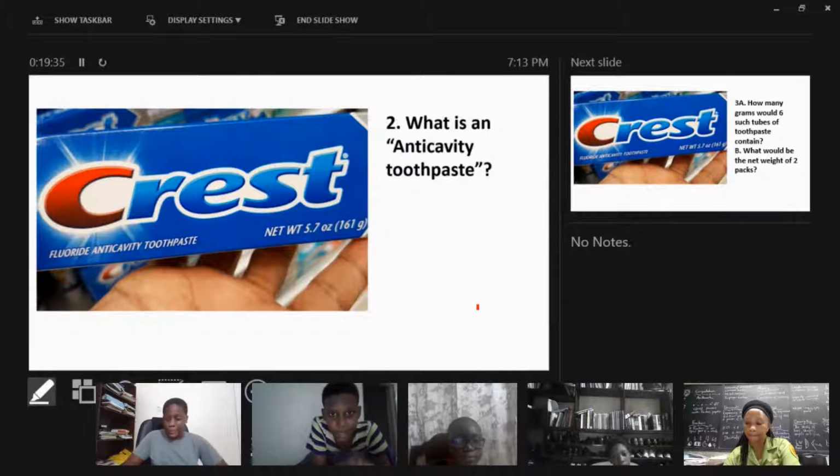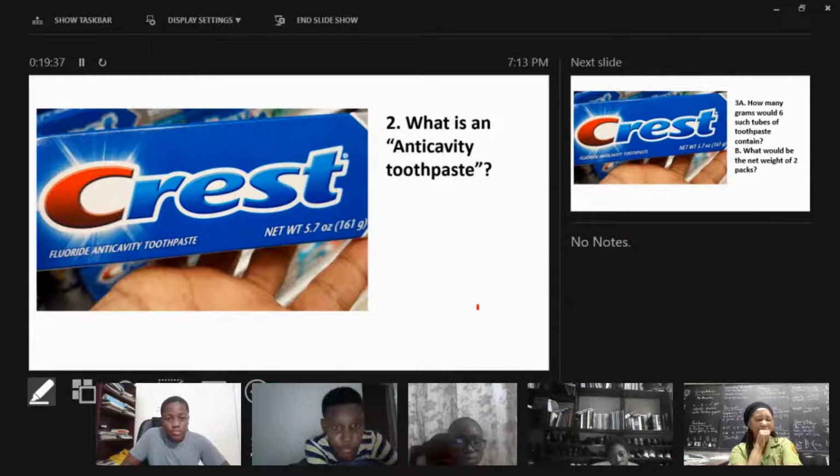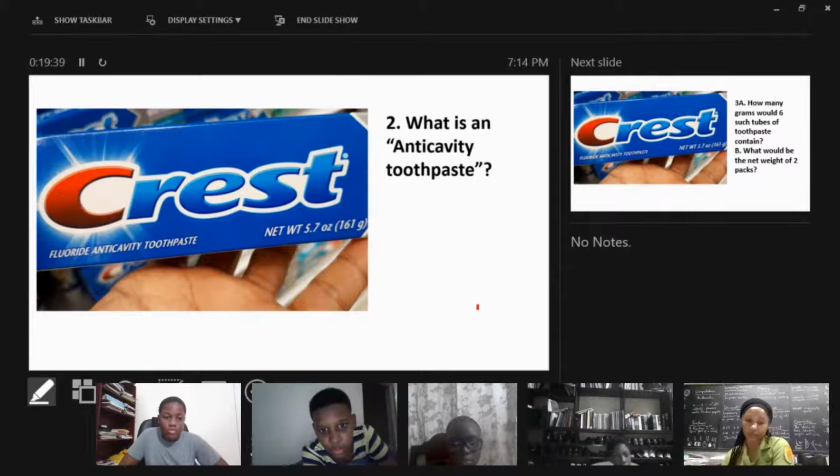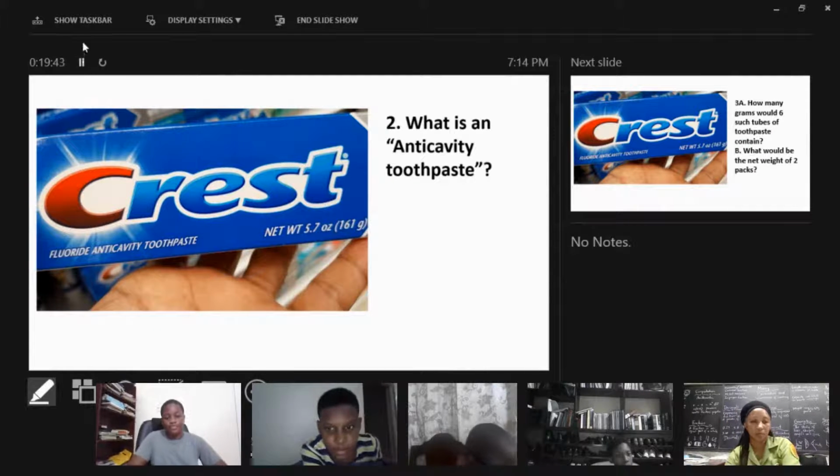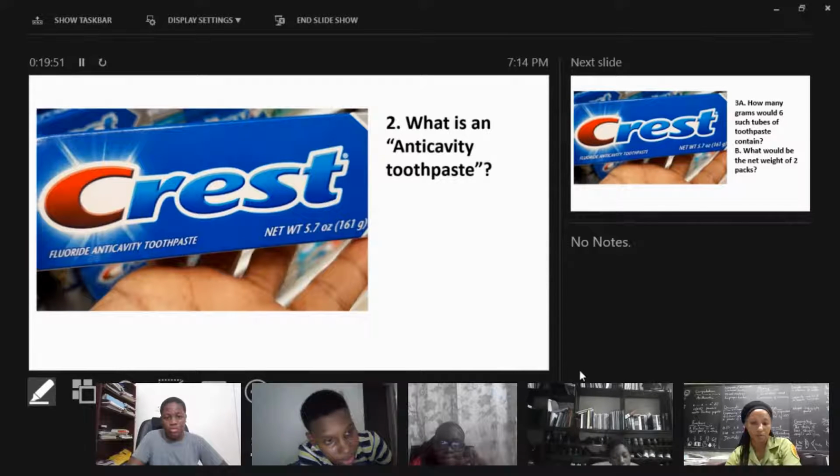Number 2. What is an anti-cavity toothpaste? An anti-cavity toothpaste stops cavities from forming. It kills the bacteria that forms cavities.